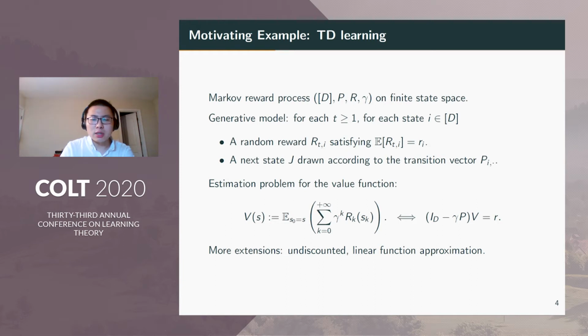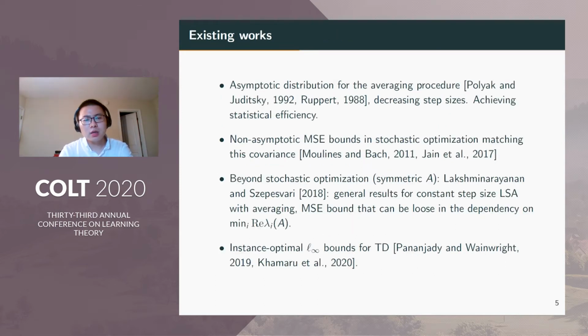The value function is defined by the solution to a Bellman equation, which is a linear equation. Actually, in such a case, the classical TD(0) algorithm is essentially linear stochastic approximation in this setting. And it also has more complicated extensions, such as the undiscounted problem and the problem of linear function approximation.